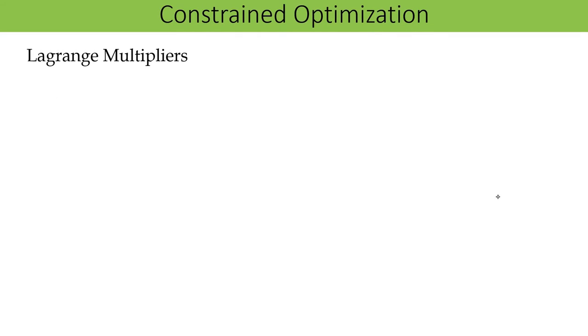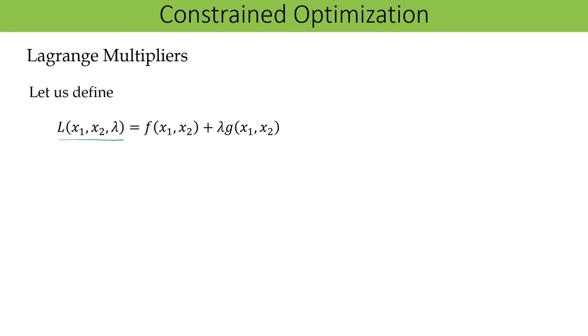Now these equations can also be derived using the Lagrange function. The same equations I can derive using this method. So let us define a Lagrange function now. Now lambda is also coming. So L is a function of x1, x2 and lambda, which is equal to f(x1, x2) plus lambda g(x1, x2). Okay, now this is known as the Lagrange function.